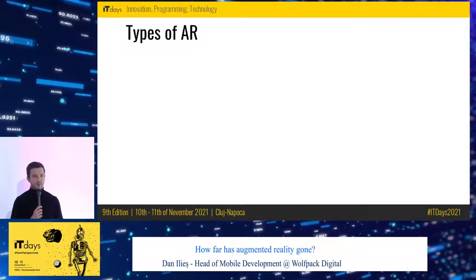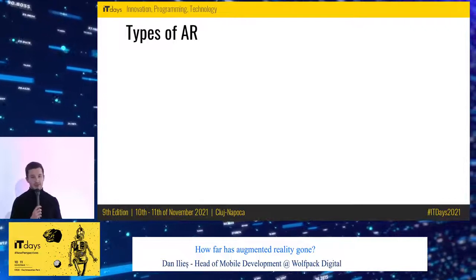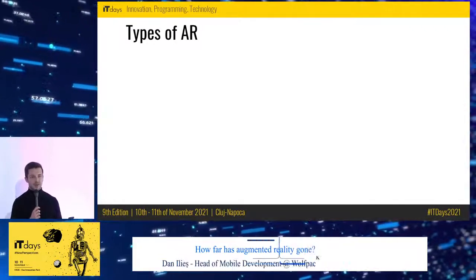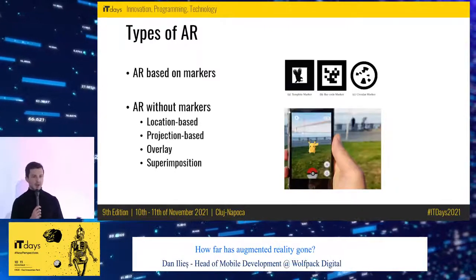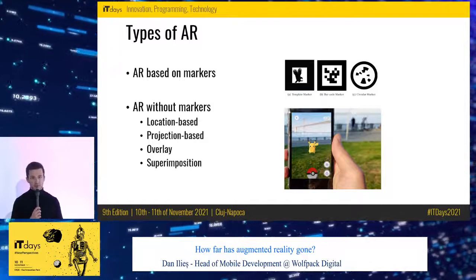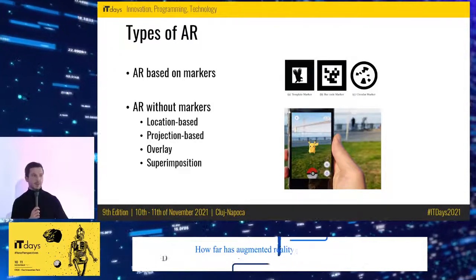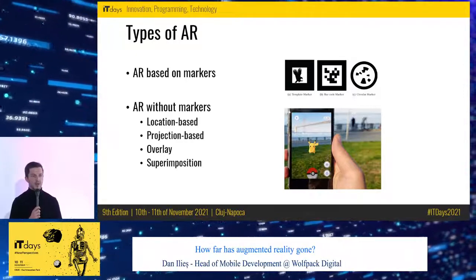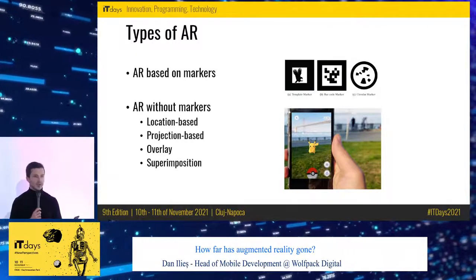All right, so how many types of augmented reality are there? They can be classified into two major types: based on markers and without markers. This is because virtual objects can be added at specific locations in the real world with those markers, or we can add them in other ways, which we'll see in a minute.